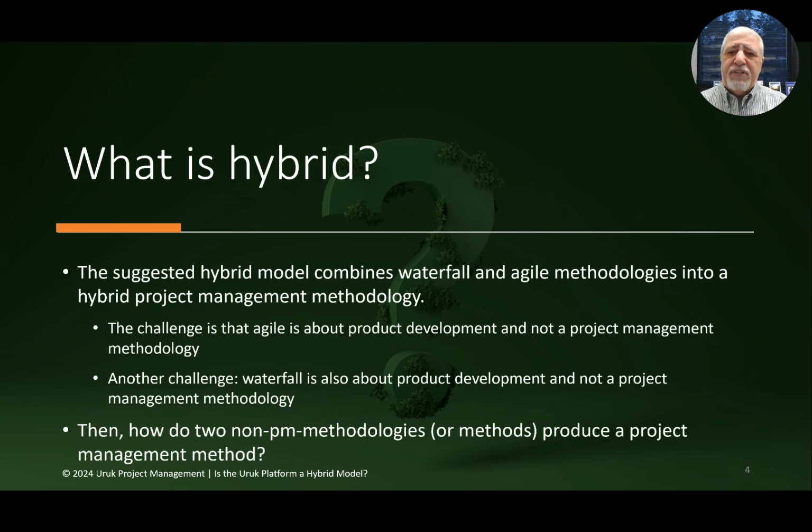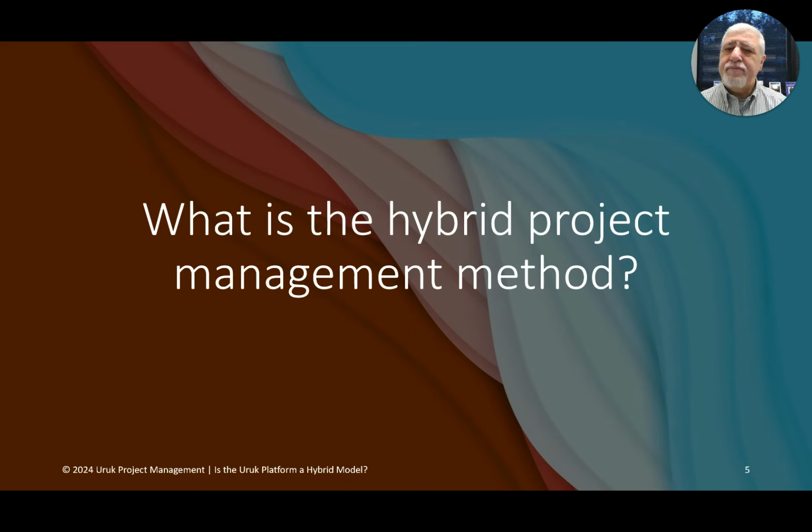Then we need to ask another question in this case. If Agile and Waterfall are non-project management methodologies, how could they produce a project management method, which means the hybrid, right? Because what we're saying is that we start with an Agile project management methodology and a Waterfall project management methodology, blend them together, and now we have a hybrid project management methodology. As a foundation, the two are not PM methods. So how could hybrid be a PM method? Again, maybe I'm being academic at this point, so let's leave it at that for now, and we're going to come back and discuss more. However, that is an important question to think about.